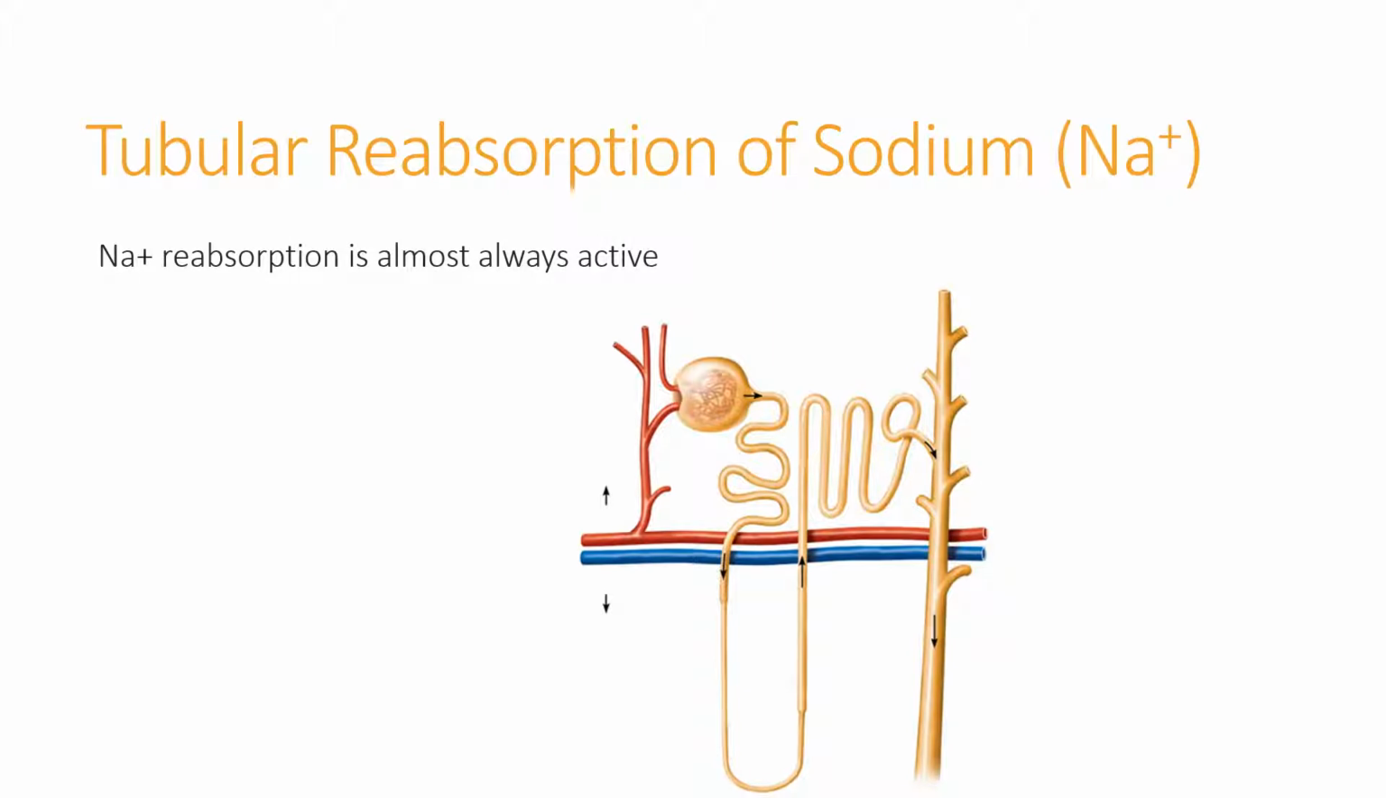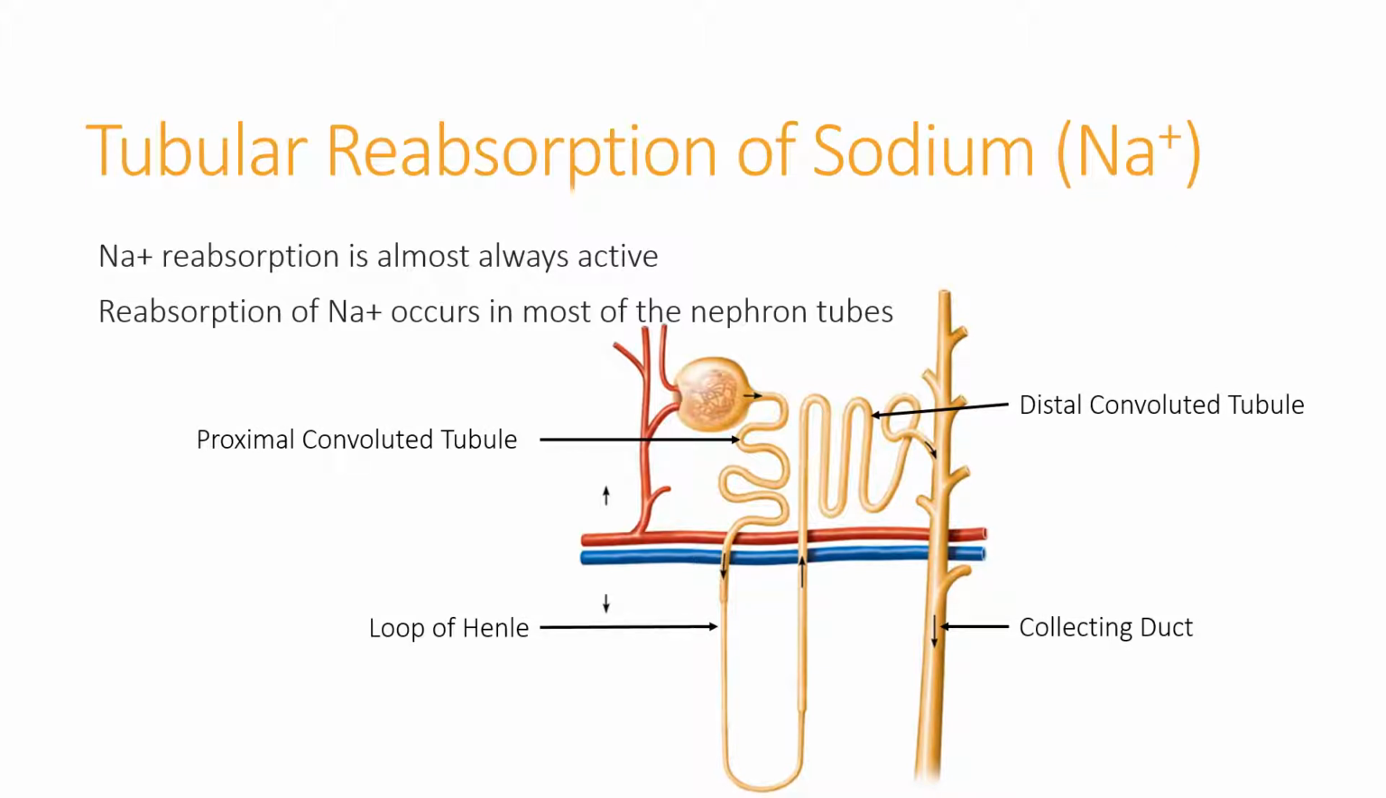Sodium reabsorption is almost always an active process. The reabsorption of sodium occurs in most of the nephron tubes, meaning we're constantly reabsorbing sodium in our proximal convoluted tubule, our loop of Henle, and we can adjust sodium reabsorption in the distal convoluted tubule and in the collecting duct. We reabsorb sodium along the length of most of the nephron.